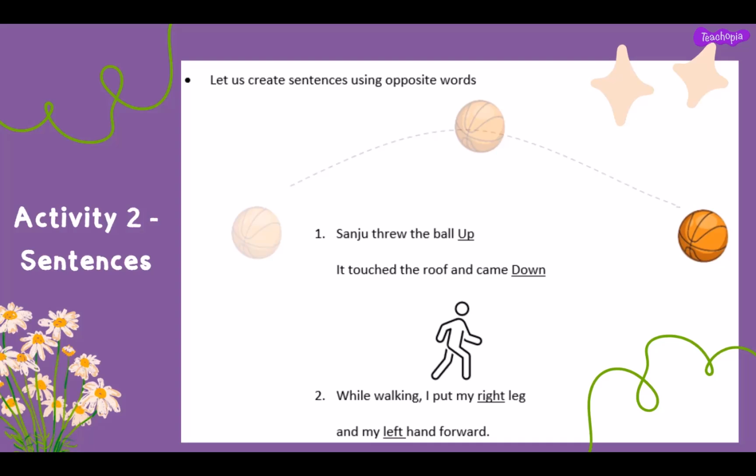In the example, the opposites up and down are used. Now using them in a sentence, Sanju threw the ball up. It touched the roof and came down. The next sentence reads, while walking, I put my right leg and left hand forward.